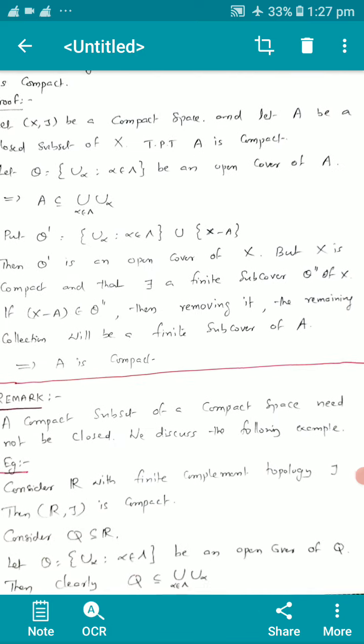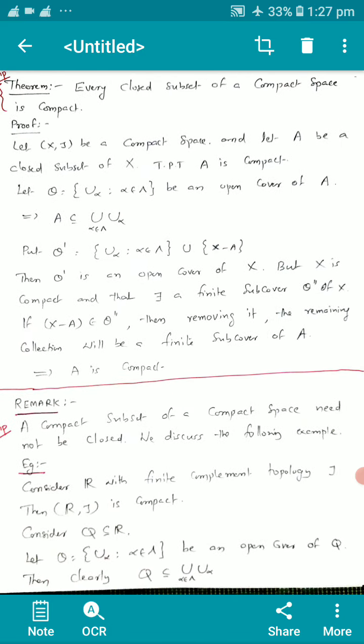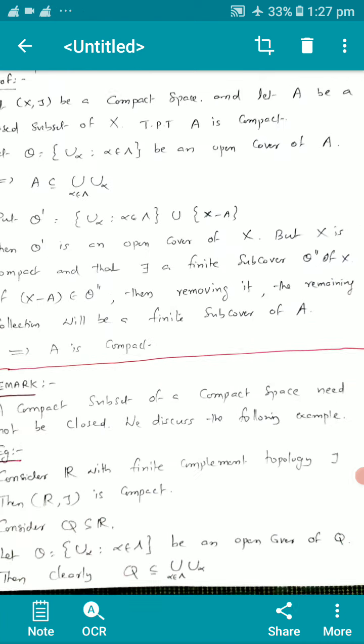One important remark is given: a compact subset of a compact space need not be closed. Because of the earlier theorem, every closed subset of a compact space is compact. Now we are considering that a compact subset of a compact space need not be closed. We can show it by using the following example.